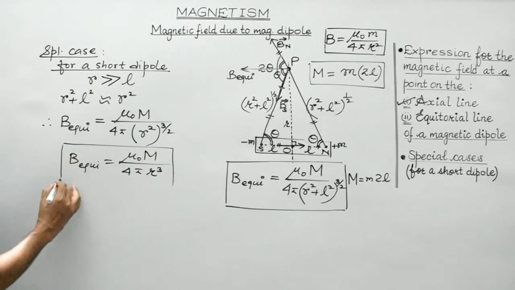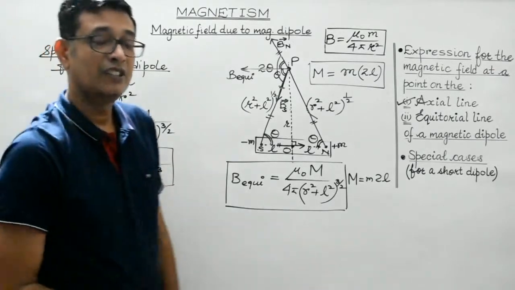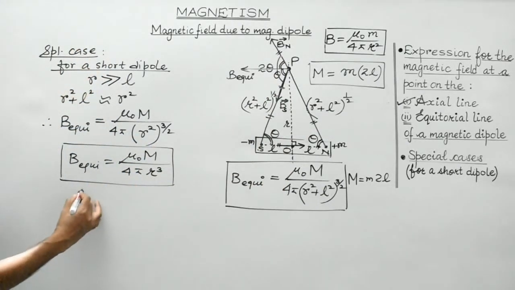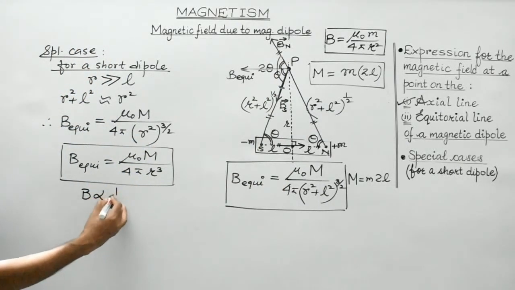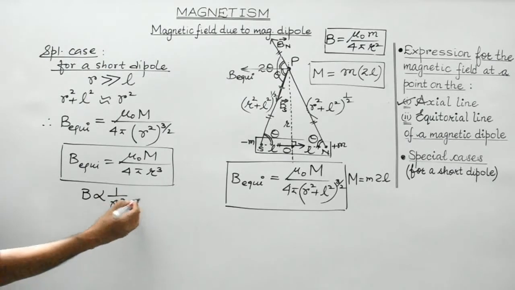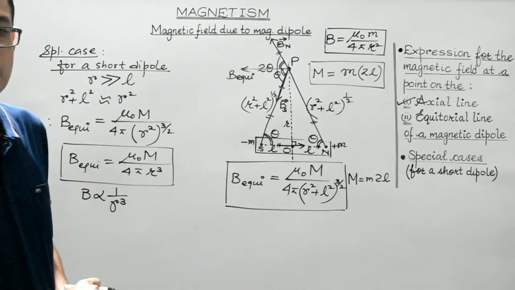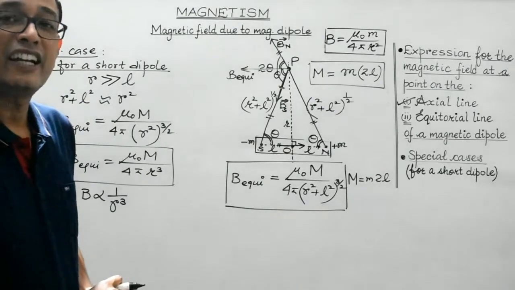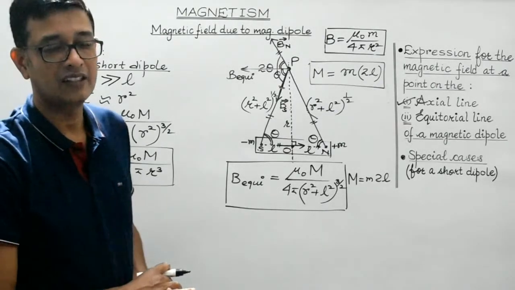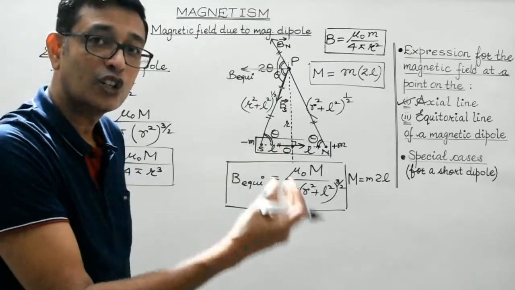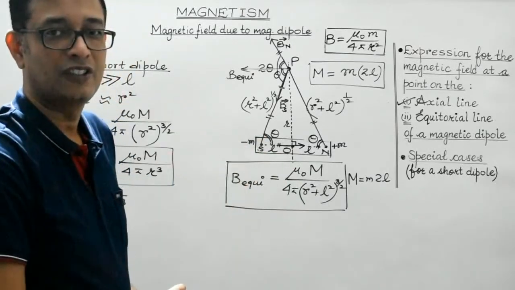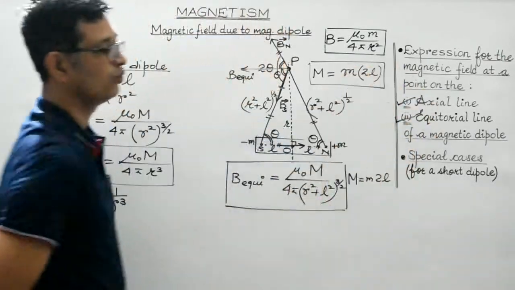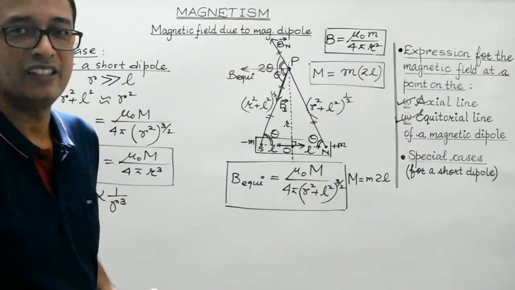Clear students? Here again you can see the magnetic field at a point on the equatorial line varies with the distance r as 1 by r cube. So this is a very important point to be noted down. And direction, as we have discussed students, is opposite to that of magnetic moment. That is, it is directed from north pole to south pole. Clear? So we are over with this article as well, along with the special cases.